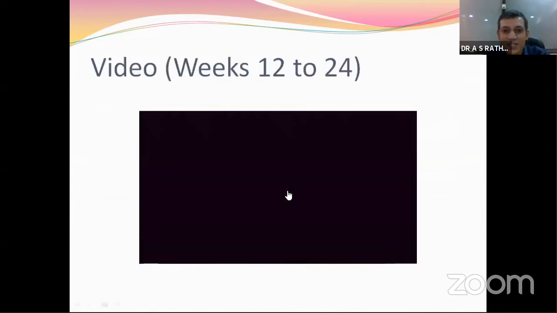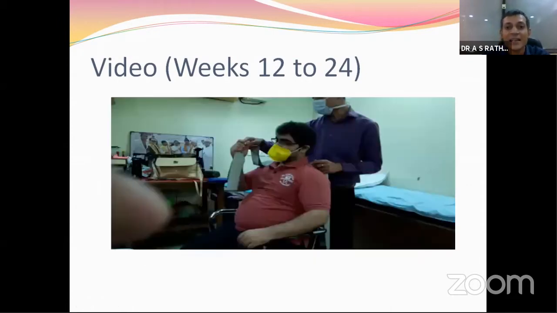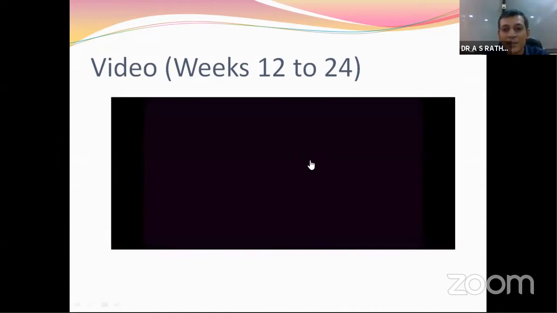Here we can see lateral rotation with tubing, how the patient is doing. Here the patient has to move both the arms away from each other. In the next video, we can see PNF, how we are doing PNF in our clinical practice.